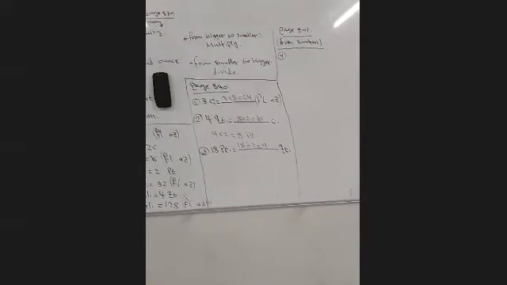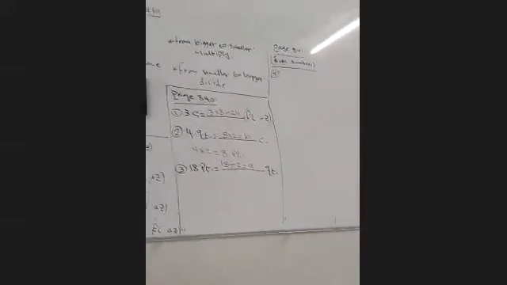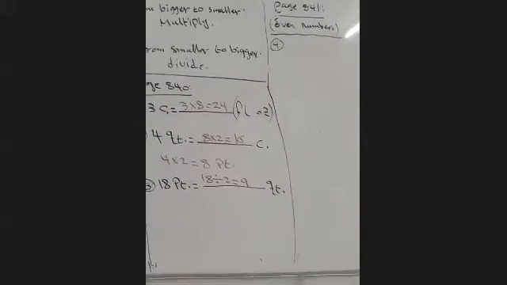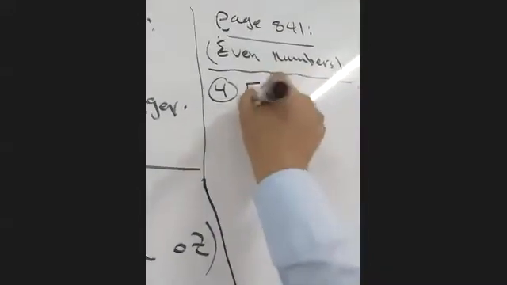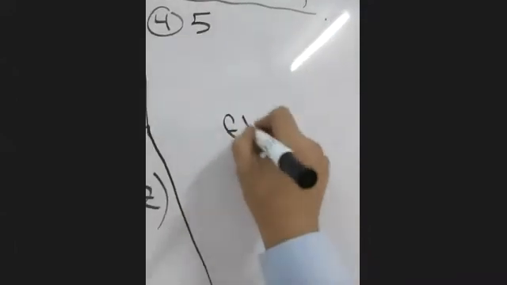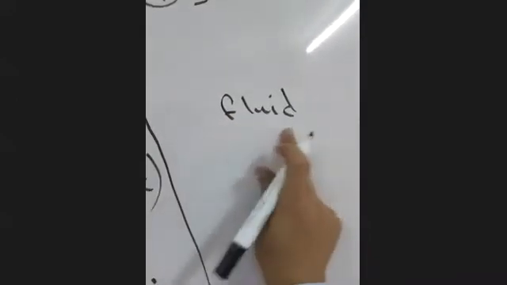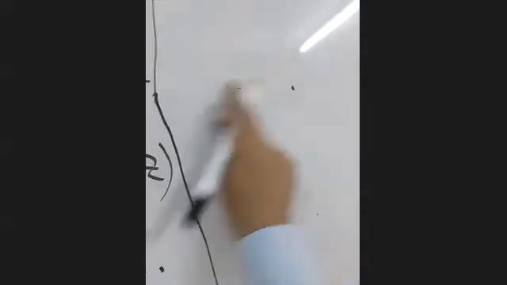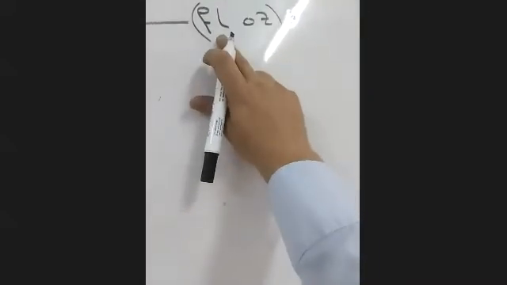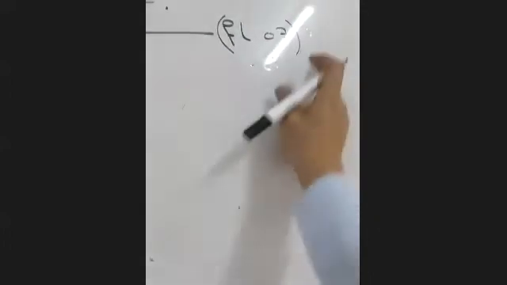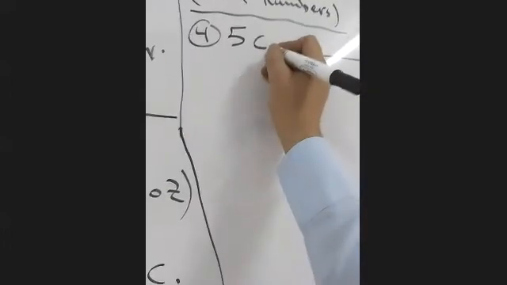Yalla, the first one. Question 4. Yes, read it. Question 4: 5 cups equal blank fluid ounces. 5 cups, how much in fluid ounces? We put it inside the bracket, and you have a space between them. FL fluid, OZ ounce, and the bracket like this.